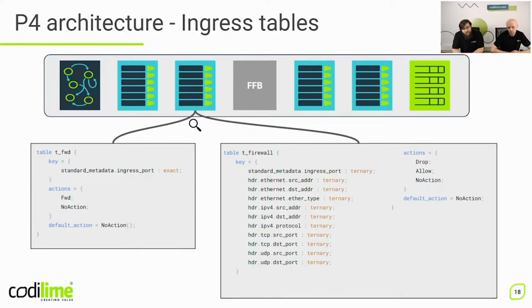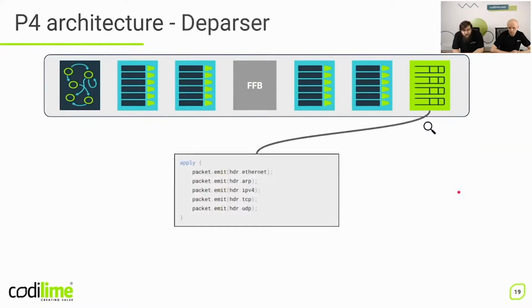The firewall table contains all fields which we use for matching, of course, like protocol from the IPv4 header or source address from the Ethernet header. For the given packet, our table can perform one of two defined actions: allow or drop. Actually, there is a third action here, no action, but it is only to make it default. The last part is the Deparser block, which is responsible for reassembling packets.